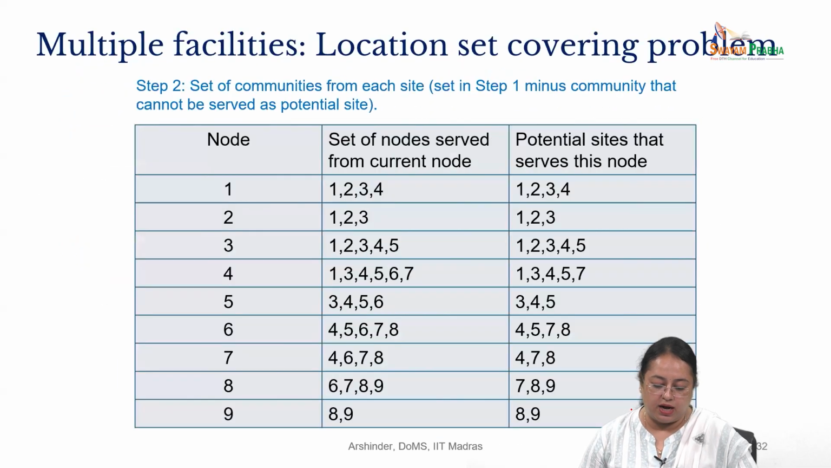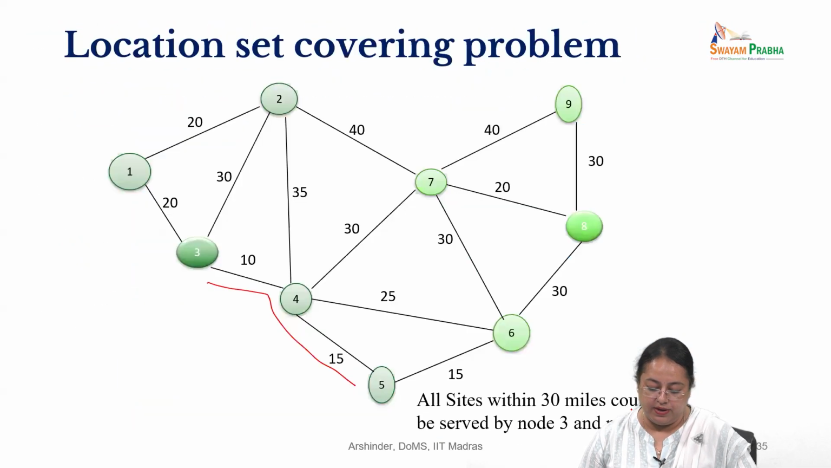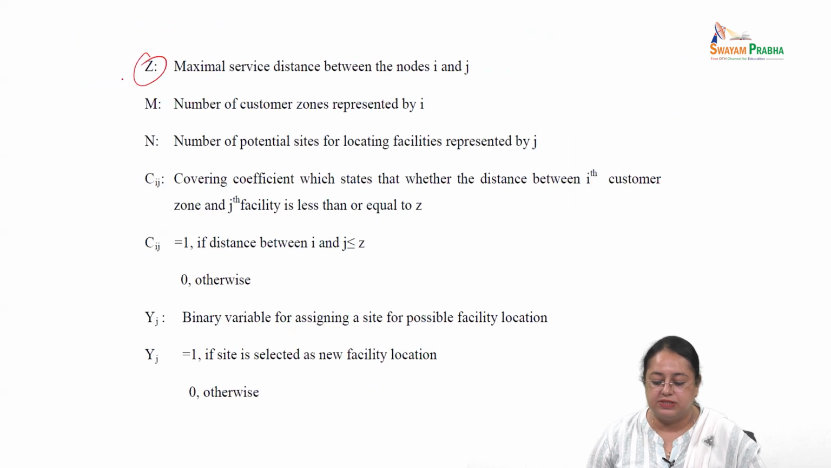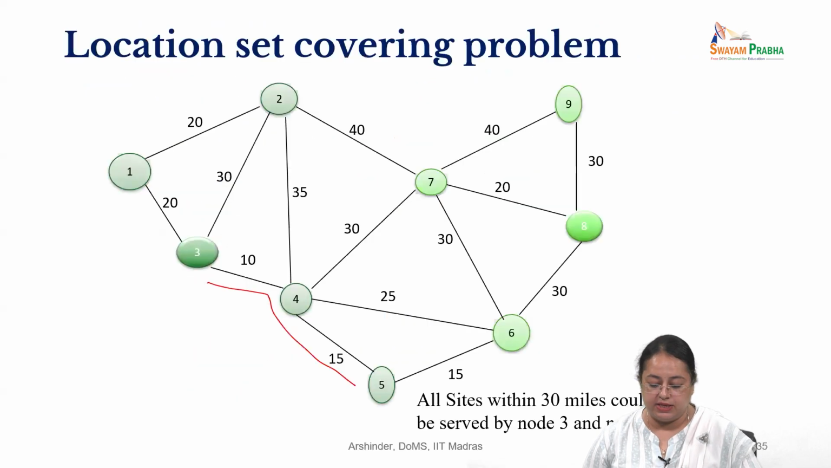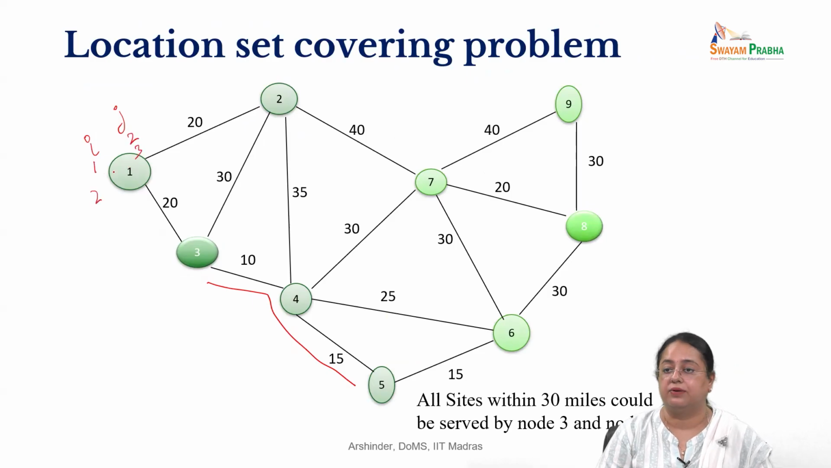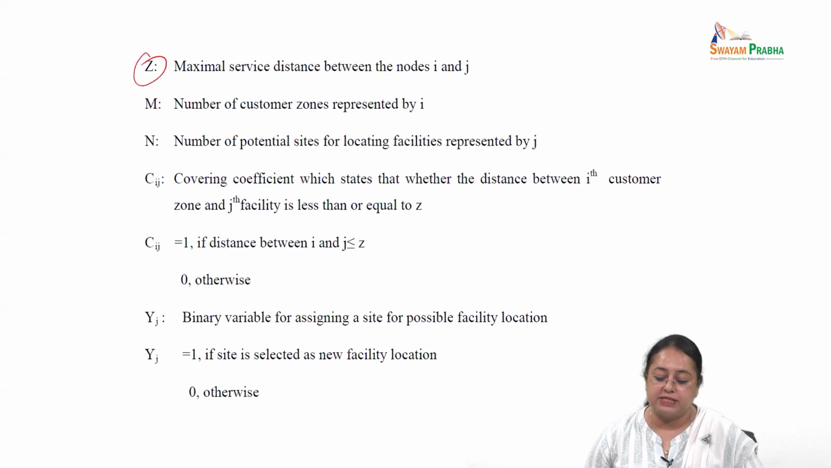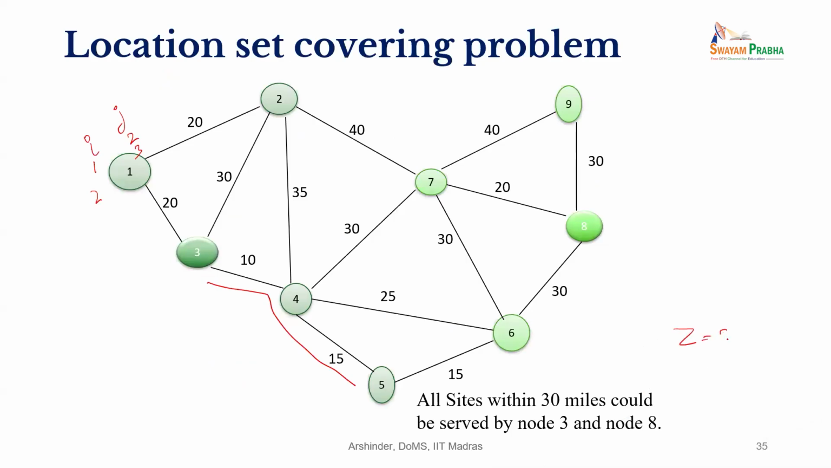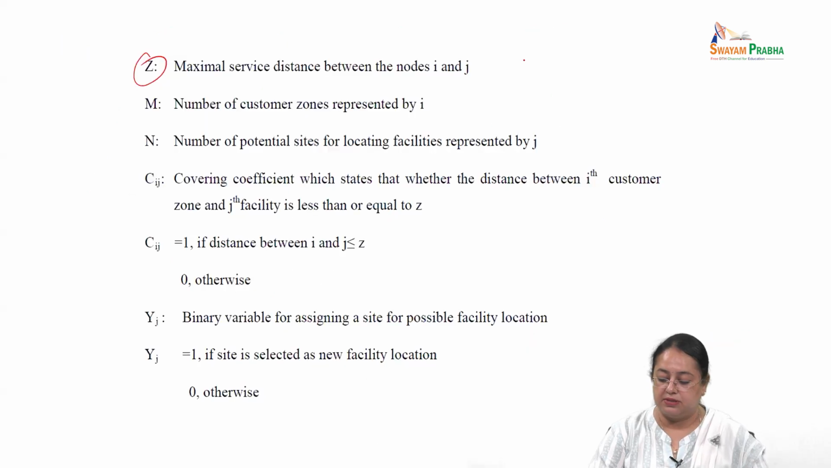So how does this model look like in general? Z is my maximal service distance between nodes I and J. Let's say this is node I, and J, they are representing the nodes. Maybe I and J can be 1, 2, or 2, 3, anything. Z is the maximal service distance between nodes I and J. So what is our maximal? Z is our 30 miles, this is given.